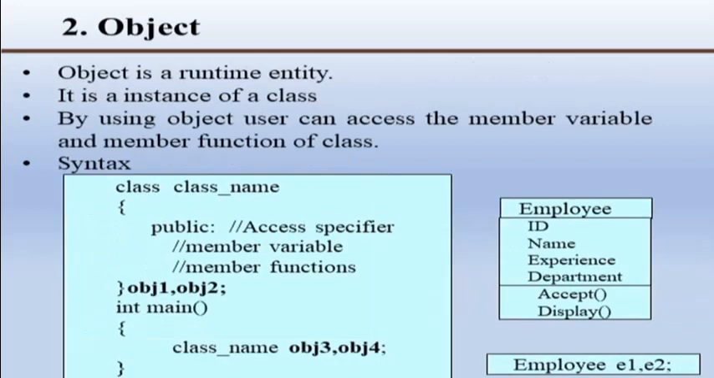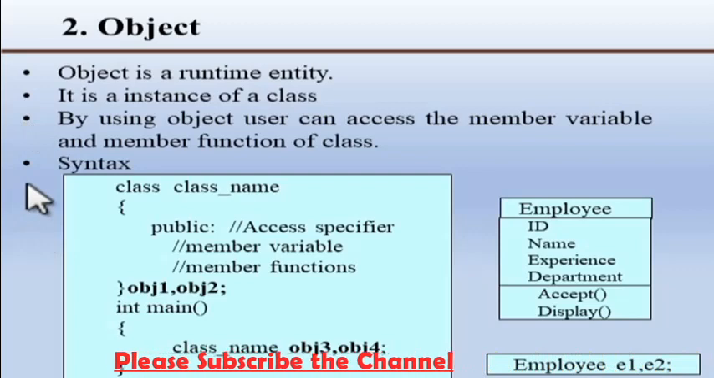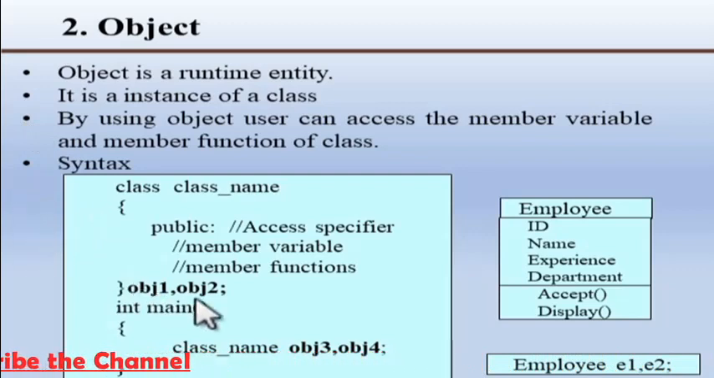Next, objects. Object is a runtime entity. It is an instance of a class. By using object, user can access the member variables and member functions of a class. Basically, there are two ways to create object of class. First one, before termination of class, you can specify the object names. And second way, you can create object in int main by using syntax class name and then object names.